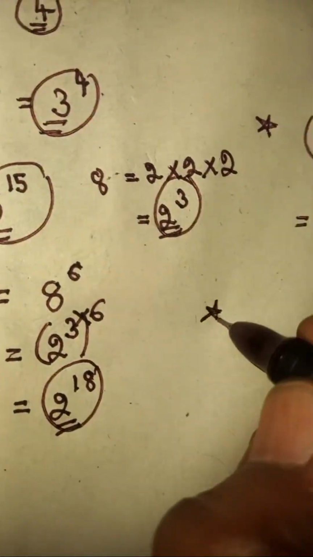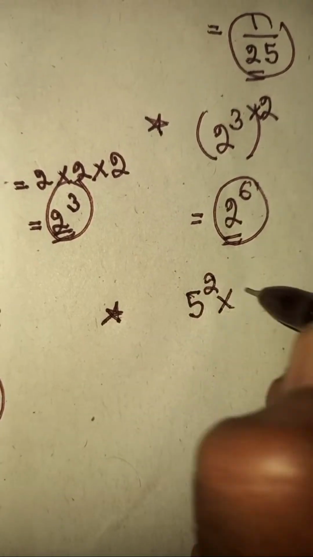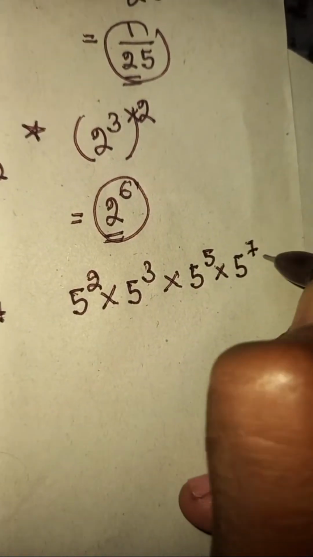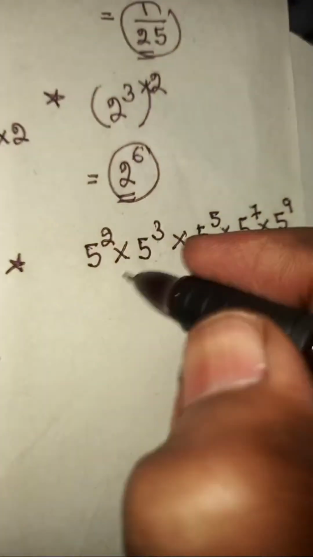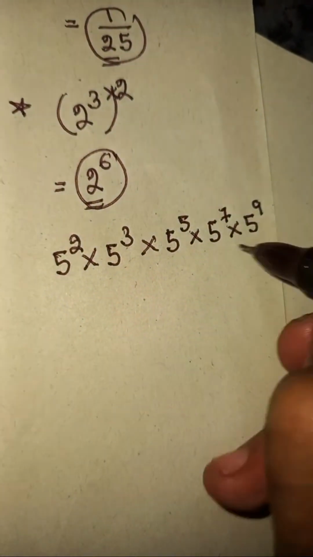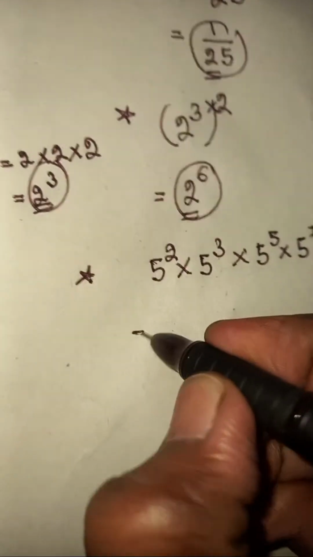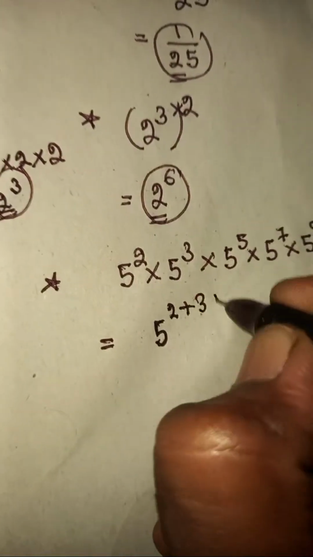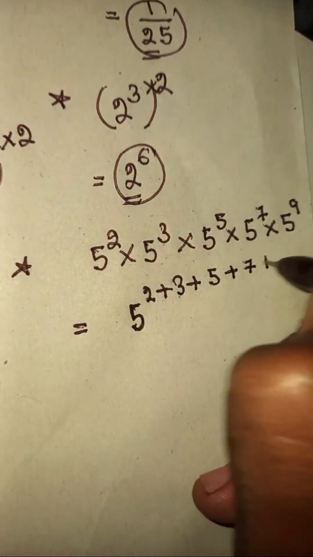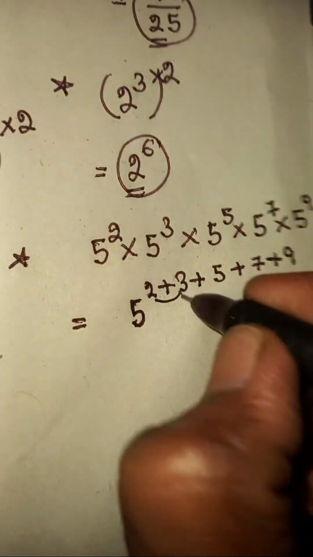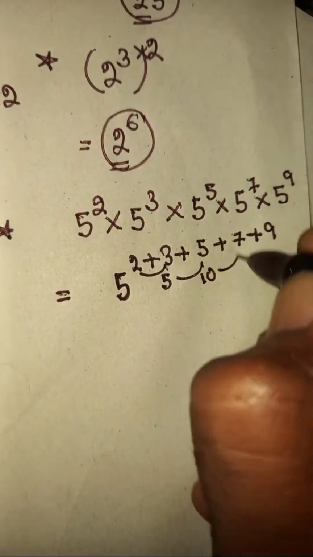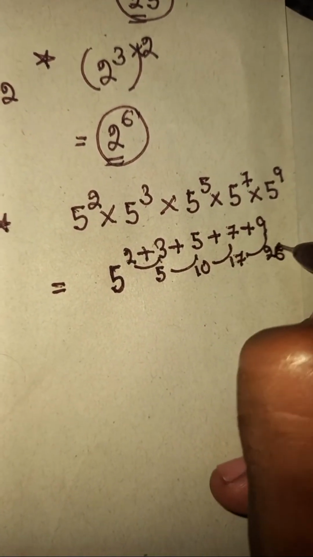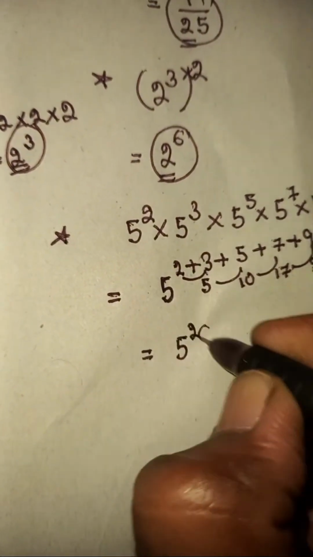I take another problem. Here you are going to get 5 square times 5 power 3 times 5 power of 5 times 5 power 7 times 5 power 9. Here all of them have the base equal to 5, so you need to just add up the powers. You're going to get 5 power of 2 plus 3 plus 5 plus 7 plus 9. 2 plus 3 is 5, 5 plus 5 is 10, 10 plus 7 is 17, 17 plus 9 becomes 26. You're going to get it as 5 power of 26.